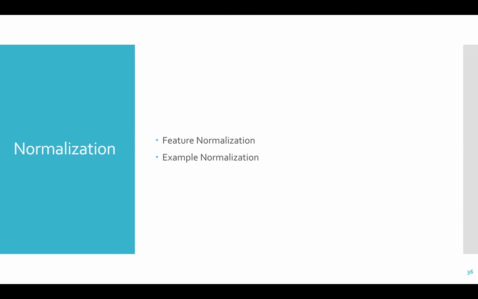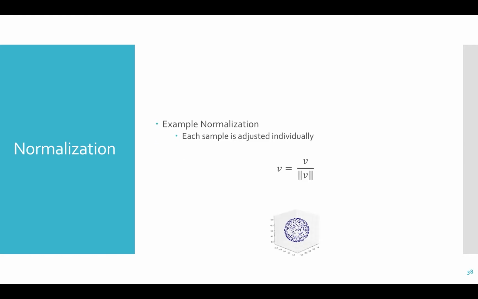Normalization is very important for machine learning. There's 2 main types of normalization. There's feature normalization and example normalization. Example normalization means that each example is adjusted individually. For example, we can adjust each sample so its length is equal to 1. This makes it so that all the examples lie within the unit hypersphere. This allows for easy comparison across datasets with different scales.